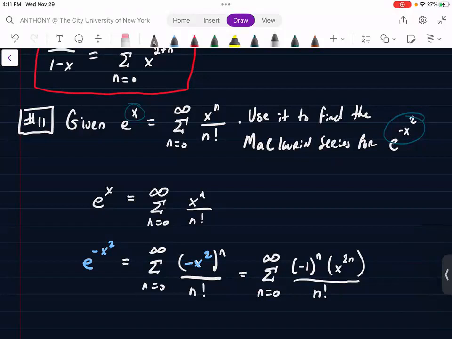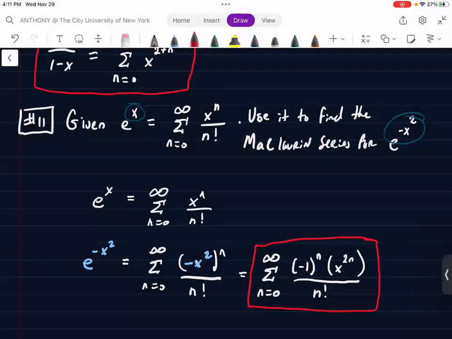Like up to negative x squared to the n over n factorial, would that be wrong? I think you will have to break it down a little bit more, because the next problem says that you want to use the Maclaurin series that you just found to find the integral of that Maclaurin series.